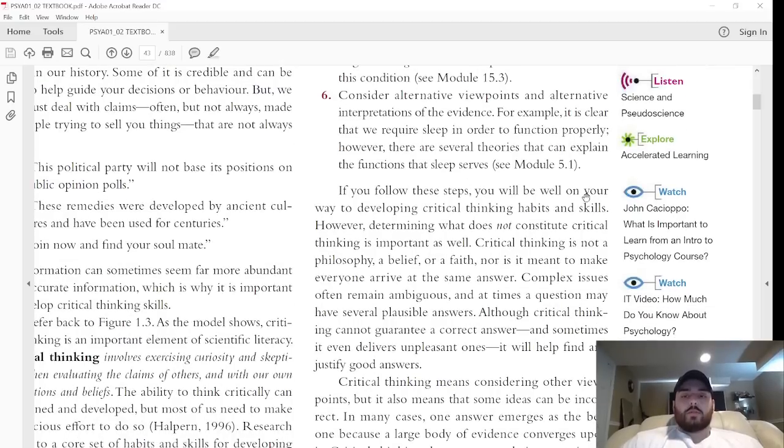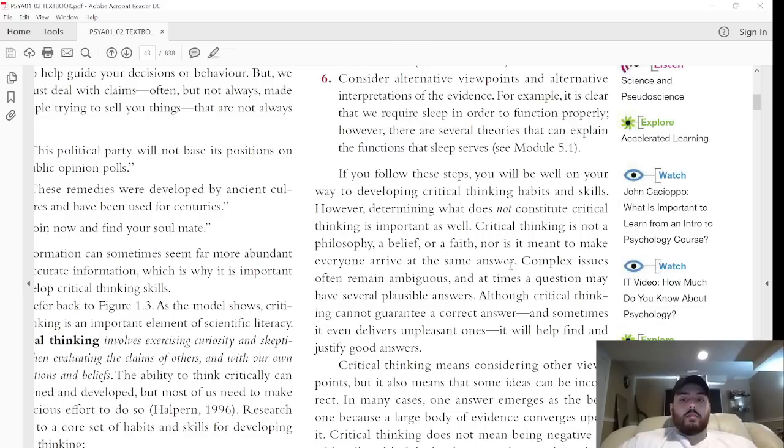If you follow these steps, you'll be well on your way to developing critical thinking habits and skills. However, determining what does not constitute critical thinking is important as well. Critical thinking is not a philosophy, a belief, or a faith, nor is it meant to make everyone arrive at the same answer. Complex issues often remain ambiguous, right? So this is very important in science, that complex issues do often remain ambiguous, unfortunately.